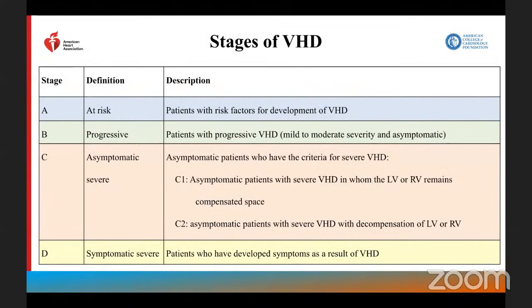We have 4 stages for valvular heart disease, from A to D. A is at risk, B is progressive, C is asymptomatic severe, classified into C1 and C2. C1 is when we have a compensated LV, C2 when we reach the level of decompensation, and stage D when we reach the severe symptomatic stage.